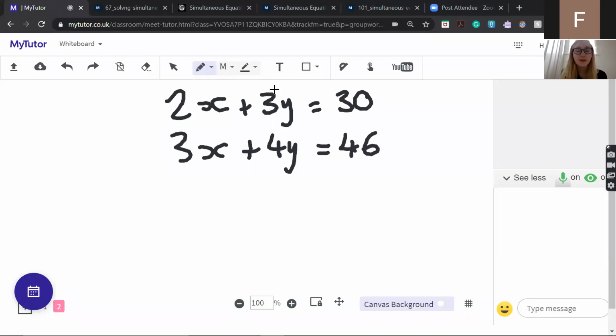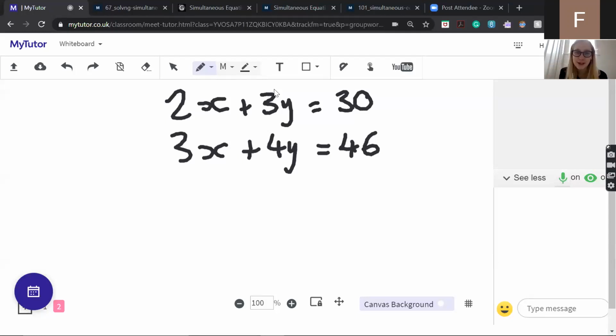So the issue with this one, well, first of all, it's not like our first example, neither of them match up. And it's not even like our second example. We can't multiply, for example, the 2x to make it into a 3x. So what we're going to have to do is multiply both equations.